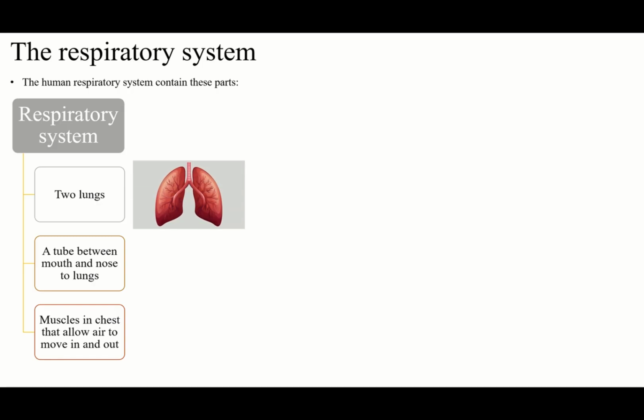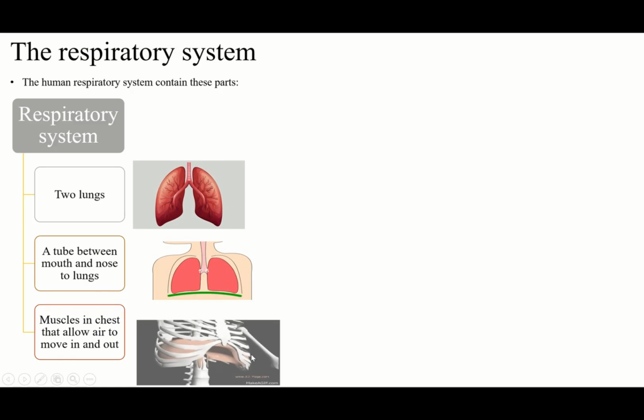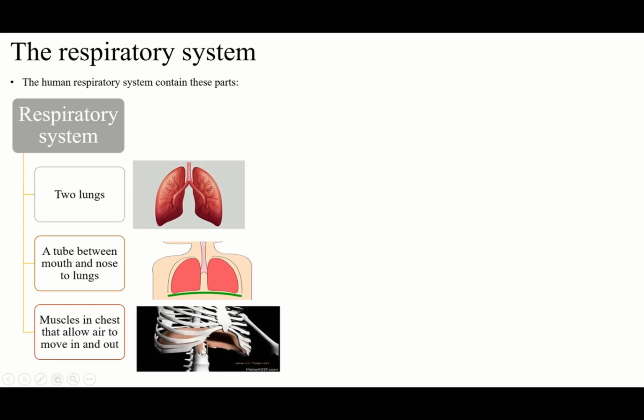So, two lungs, as you see in this picture, and this is the tube the air moves inside, and also this is the muscle I said is under the lungs to help you breathe. Okay, as I said, just take a deep breath in, then breathe out. You will feel these movements in your body.